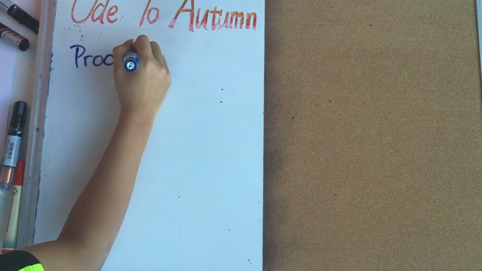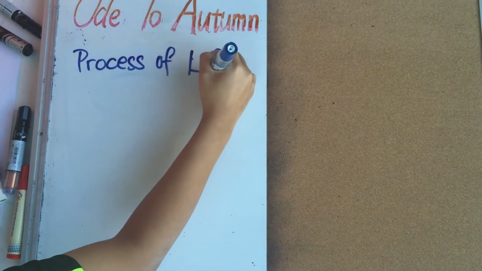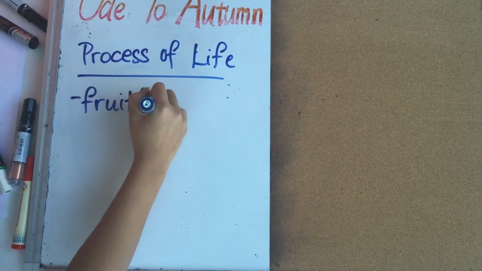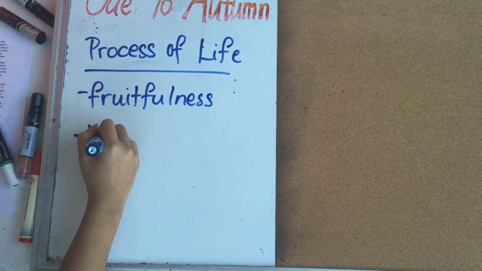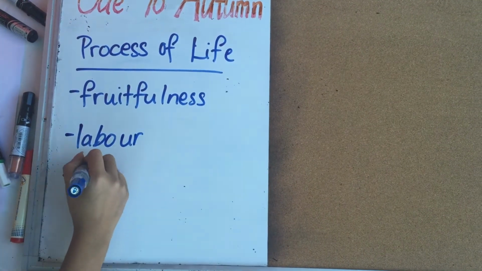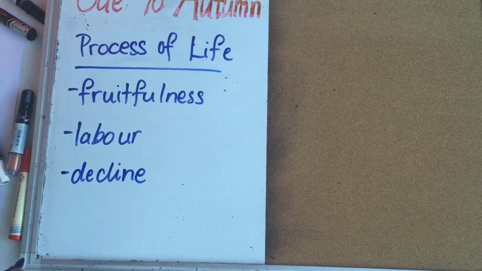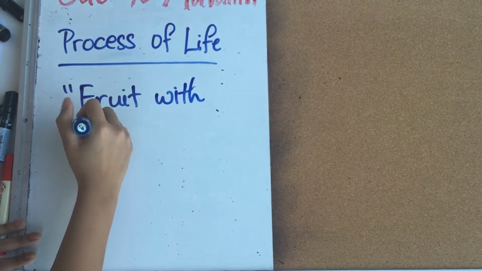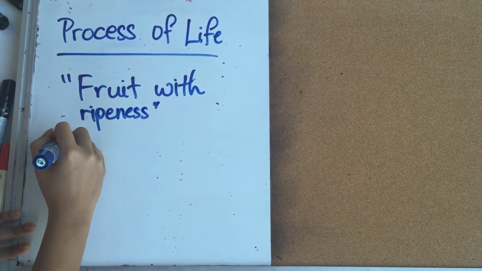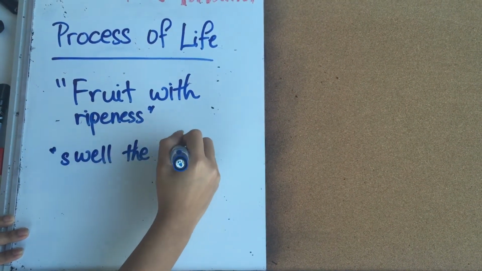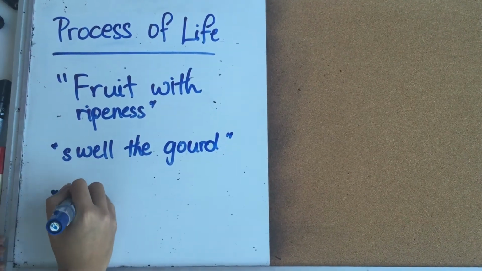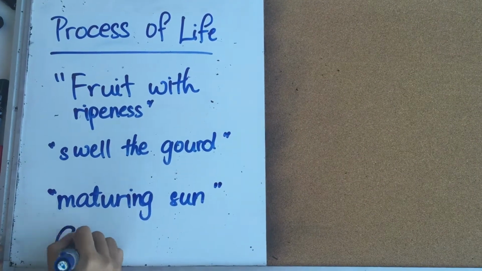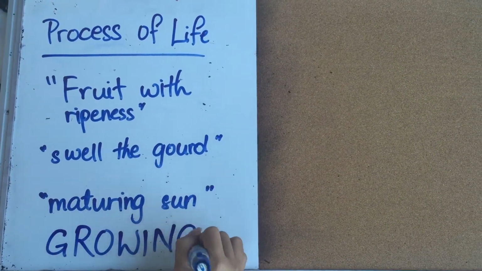After knowing the content, we need to go further into the theme of the poem. In this poem, John Keats showed the process of life by describing three different aspects of autumn, which are its fruitfulness, its labor, and its ultimate decline. In the first stanza, words or phrases used to describe the abundance of autumn can be easily found. Fruit with ripeness, swell the gourd, and maturing sun are some of the examples, which all show how the early autumn brings ripeness to the fruits.